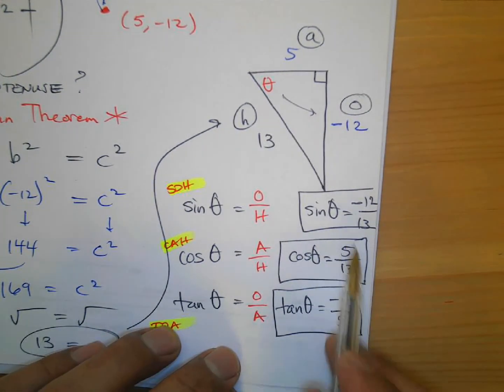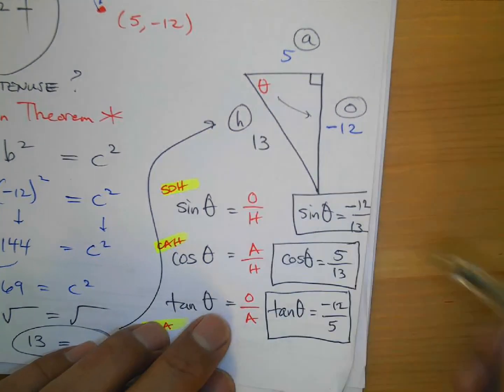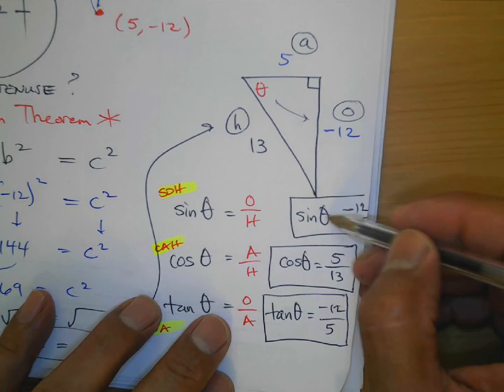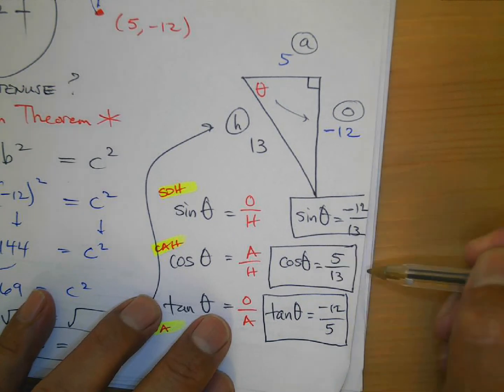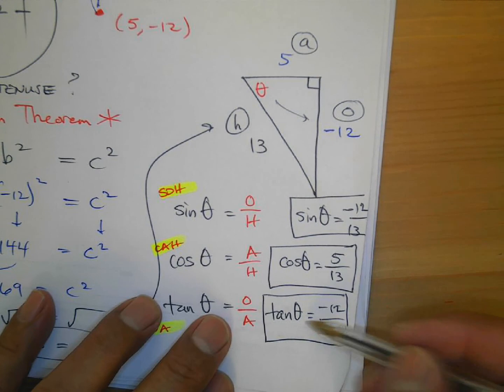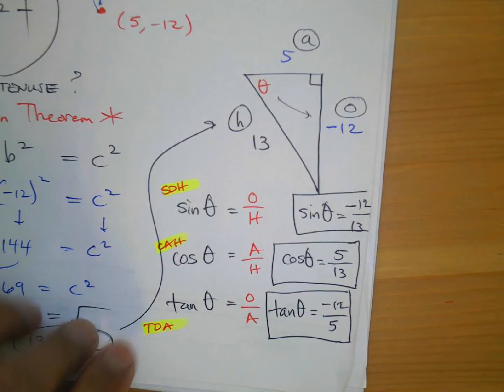And then remember, once you got sine, cosine, tangent, you should know the other ones, right? Which one goes with sine? Cosecant, and it's the reciprocal. Which one goes with cosine is secant is the reciprocal, 13 over 5. Which one goes with tangent? Cotangent. It's the reciprocal. All right.